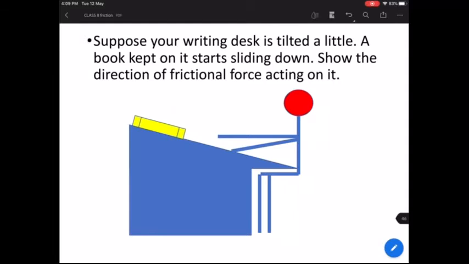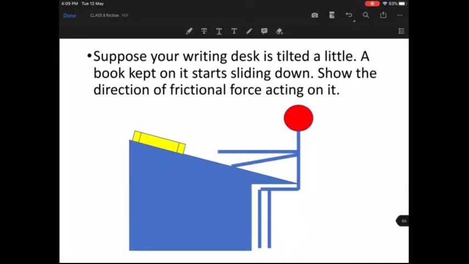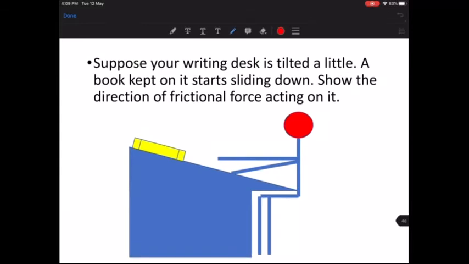Suppose your writing desk is a little tilted. So this is how you sit in the class. Your desk is a little tilted one. Now a book is kept and the book starts to slide down. So let's say the book is sliding down something like this. In this direction, the book is sliding. It is coming down. Can you show me the direction of friction force in this case? If the book is sliding in this direction, in which direction will the friction act?